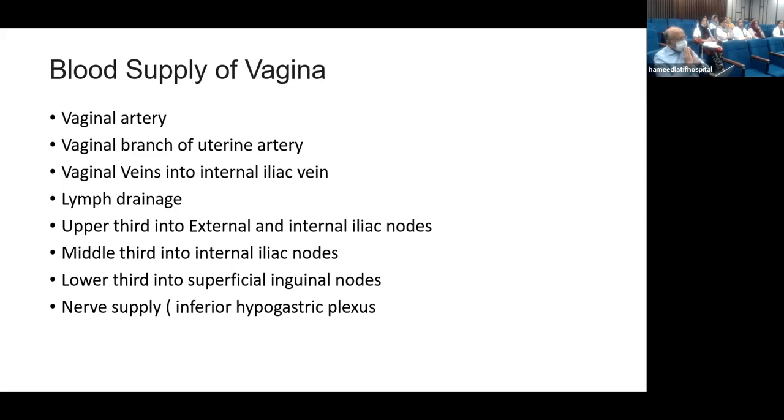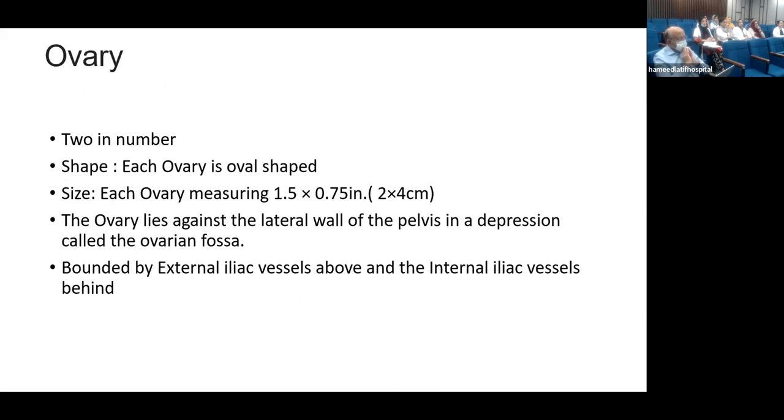Ovaries are two in number. Each ovary is oval shaped, and each ovary measures 1.5 into 0.75 inch, or 2 into 4 centimeters. The ovary lies against the lateral wall of the pelvis in a depression called the ovarian fossa. It is bounded by the external iliac vessels above and the internal iliac vessels behind.